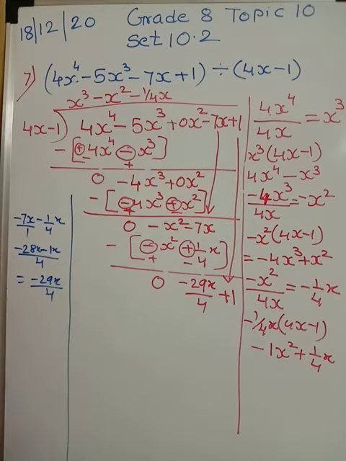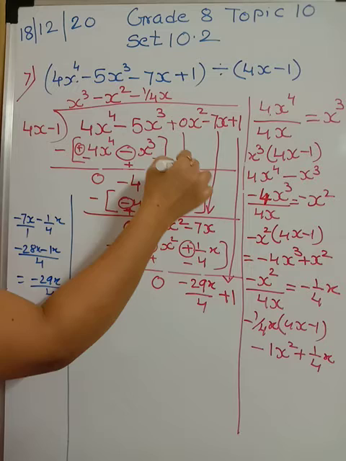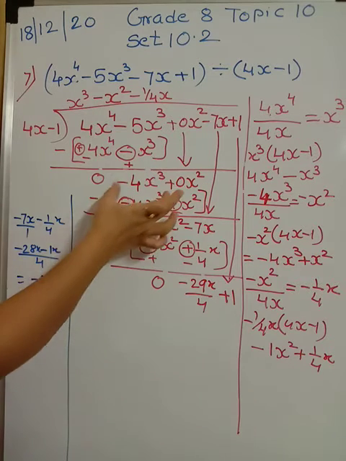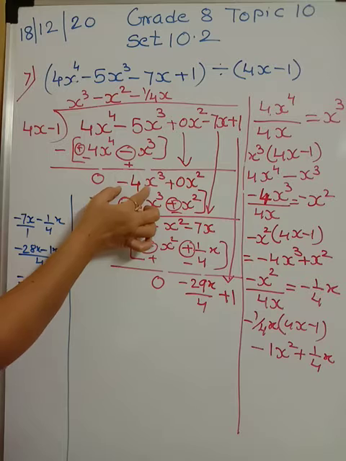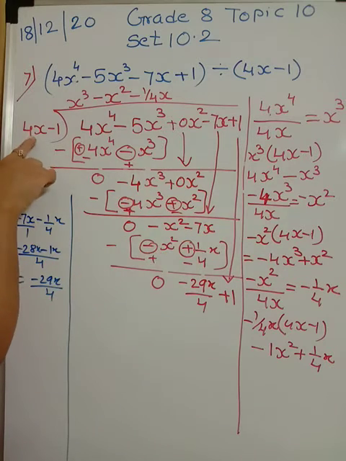Then we take this 0x square below. So now what is the remainder? Minus 4x cube plus 0x square. Now take minus 4x cube, again divide it with 4x.